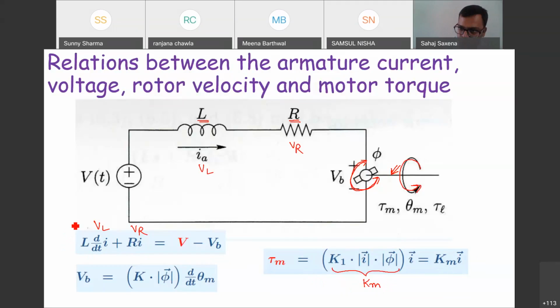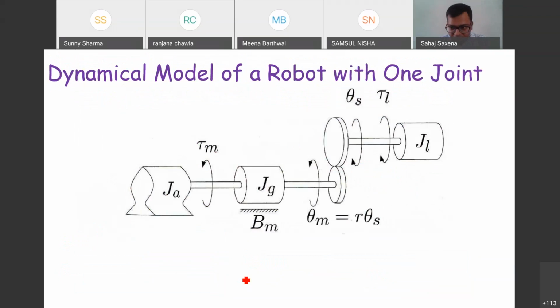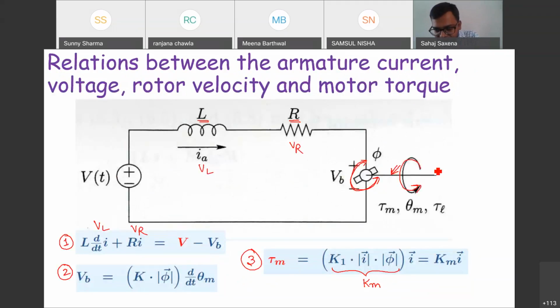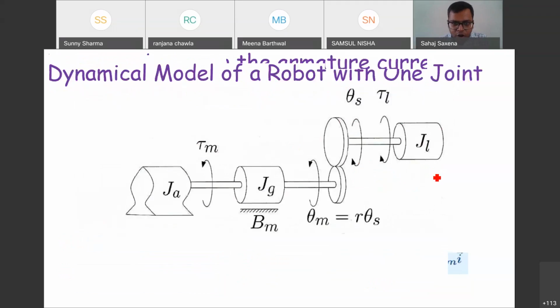So the first relationship is Kirchhoff's voltage law. The second relationship talks about the back EMF. The third relationship is because the motor will rotate, so we have the torque, and torque will actually produce motion. So these are three relationships through which we can cover the motion of a single joint manipulator. Now, because we have a shaft here, you can see a shaft, we will make a complex shaft because it is not a simple rod. So we have a rod, and this is my rod connected with the DC motor.